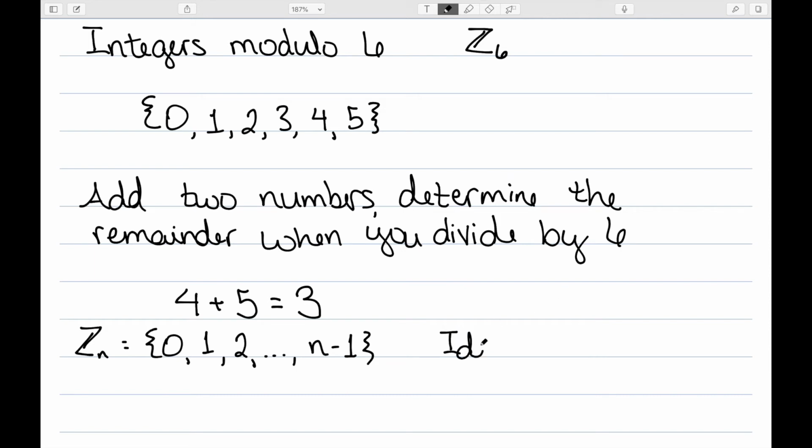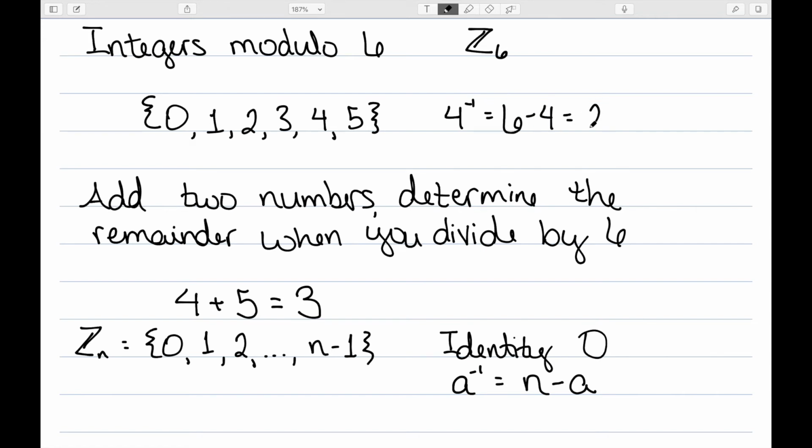My identity element is 0. And if I have an element A and I want to find A inverse, it would be equal to n minus A. So for instance, if I go back up to my integers modulo 6, 4 inverse would be 6 minus 4, which is 2, which does make sense since 2 plus 4 is 6, which would have a remainder of 0.